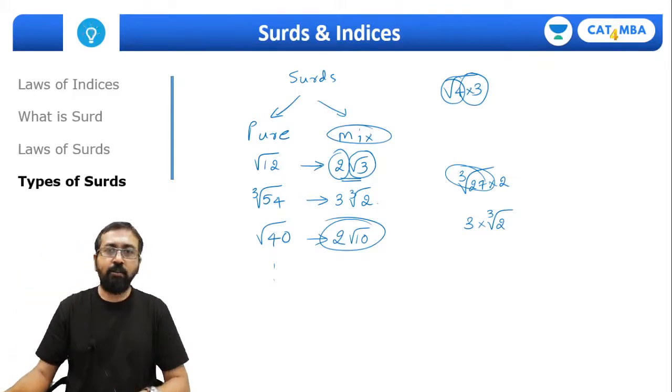Okay, so have you all understood this pure surd and mixed surd? Fine.